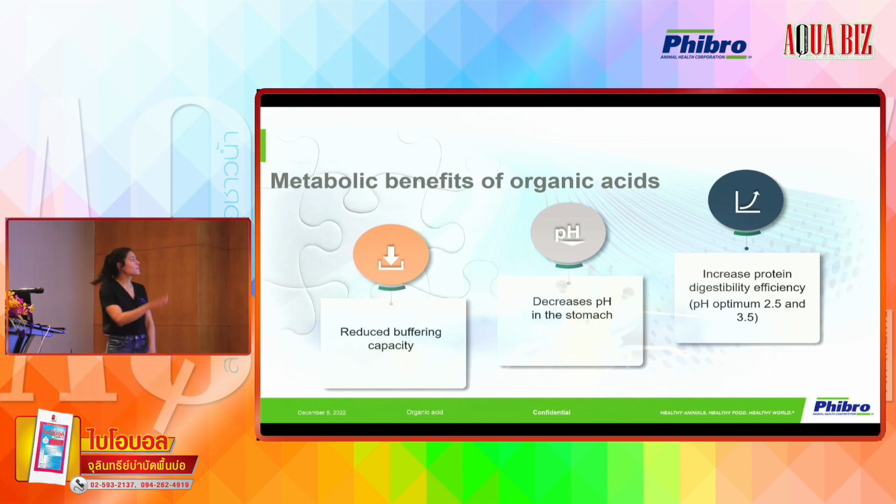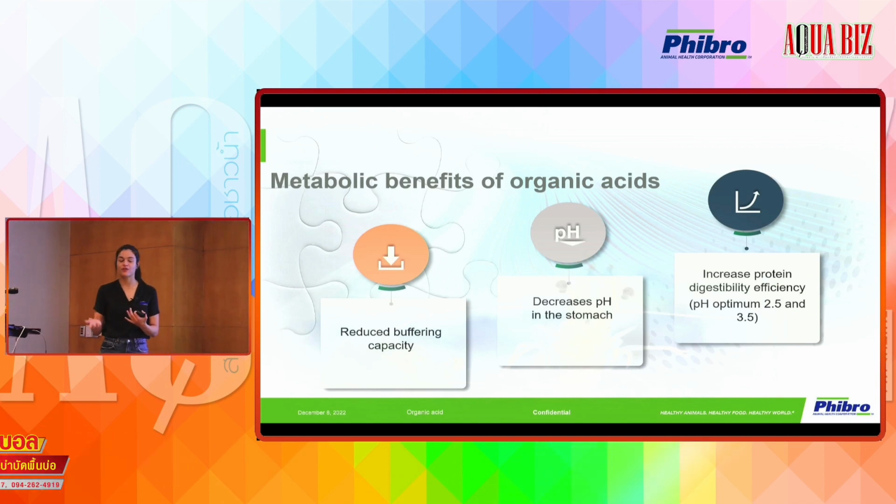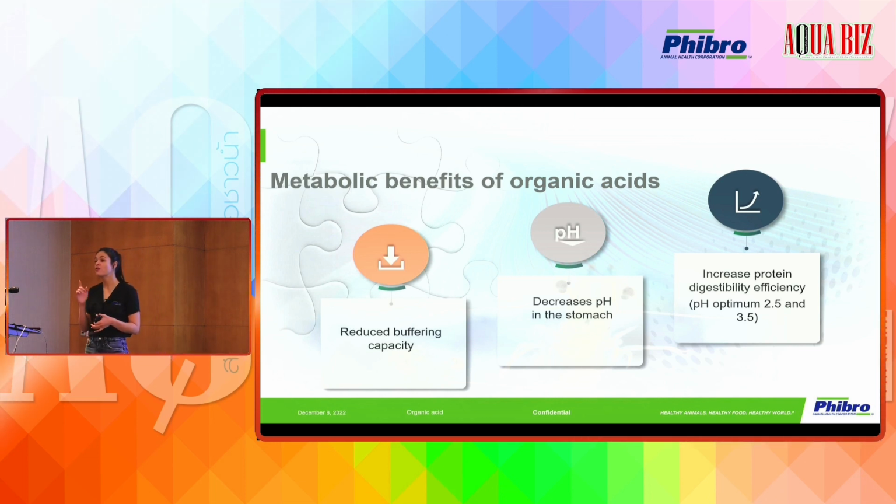So just to sum up the metabolic benefits of organic acids: they reduce the buffering capacity of the feed formulation, they decrease the pH in the stomach and in the intestine, and they increase protein digestibility efficiency, especially for protein, due to the fact that protein needs a very low pH for digestion.